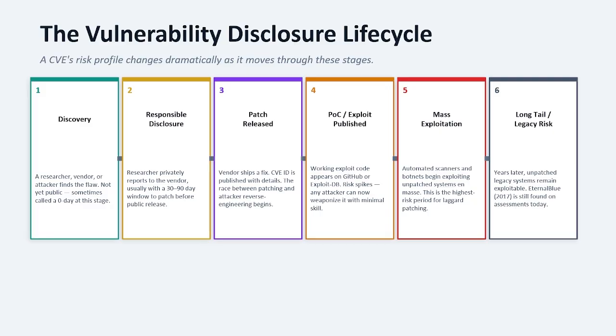But usually after either the 30, 60, or 90-day clock expires, or once a patch is released, the original researcher will typically be able to publish a write-up, proof of concept, the exploit information, everything on that particular vulnerability, and claim credit for discovering that vulnerability.